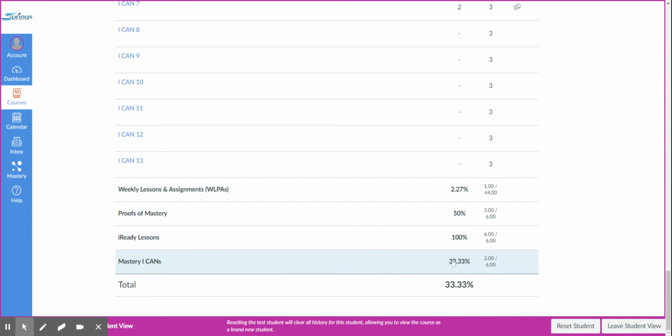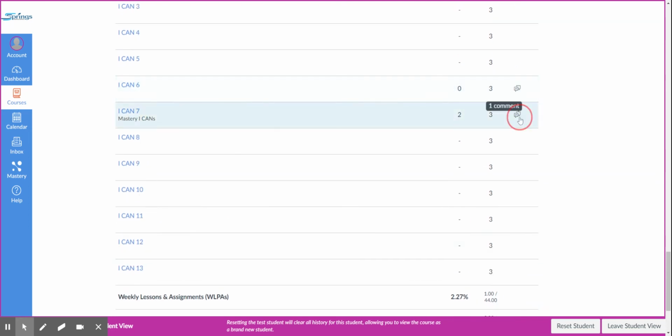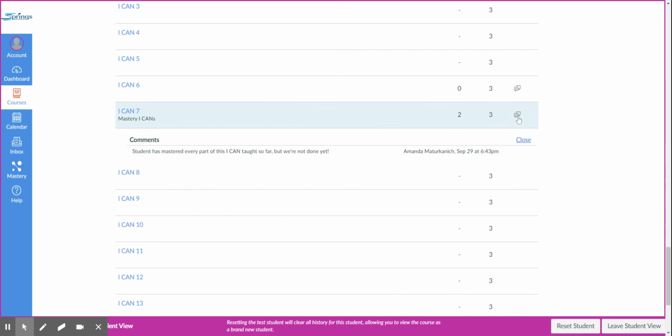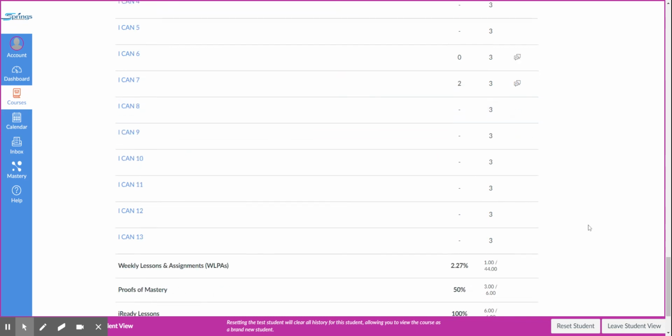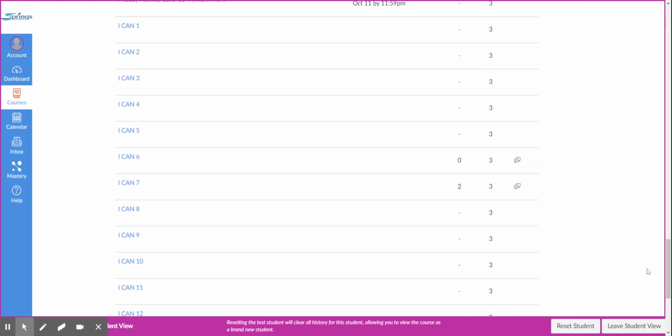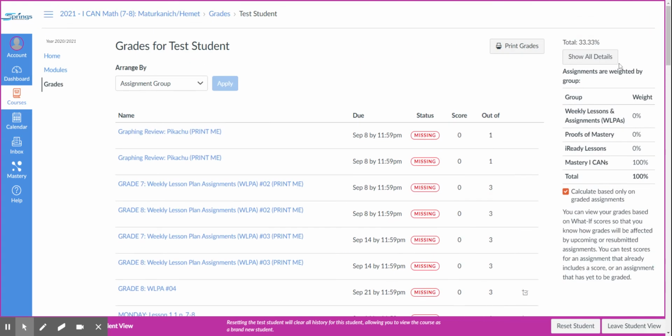And then Mastery of ICANNs, you don't really want to look at this number because, like I said up here, this student has a low score because I haven't taught the whole thing to them yet. So if you have any questions about this, please do email me for clarification.